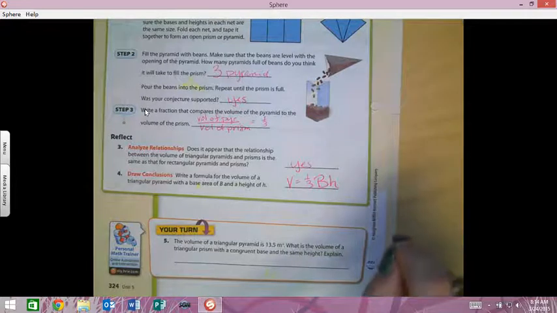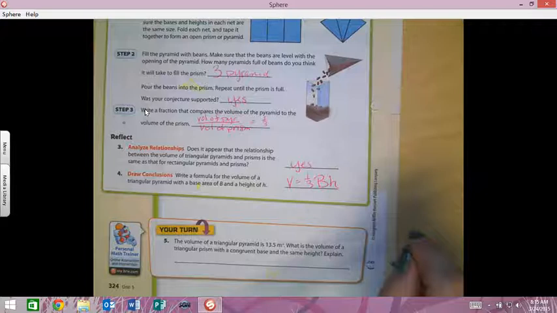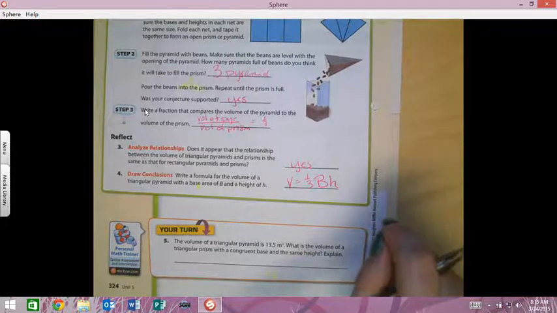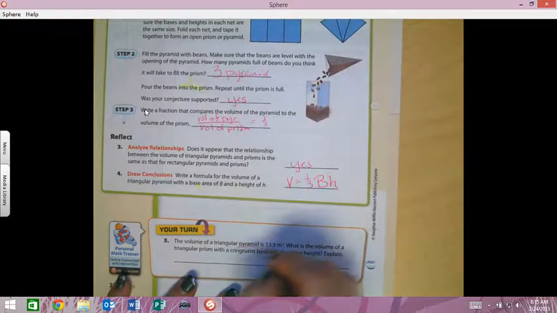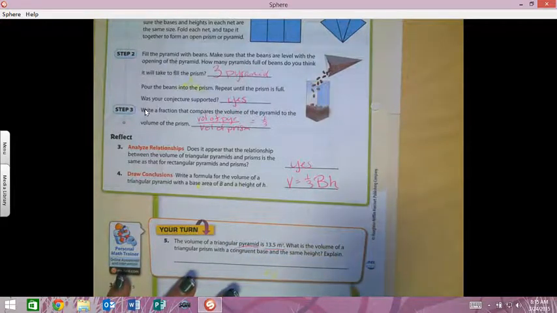The problem says the volume of a triangular pyramid is 13.5 cubic meters. What is the volume of a triangular prism with a congruent base and the same height? Explain your answer. So, work it out, try to figure out what it would be, and then come back and check your answer. Notice your pyramid is 13.5. That's your important key information here.